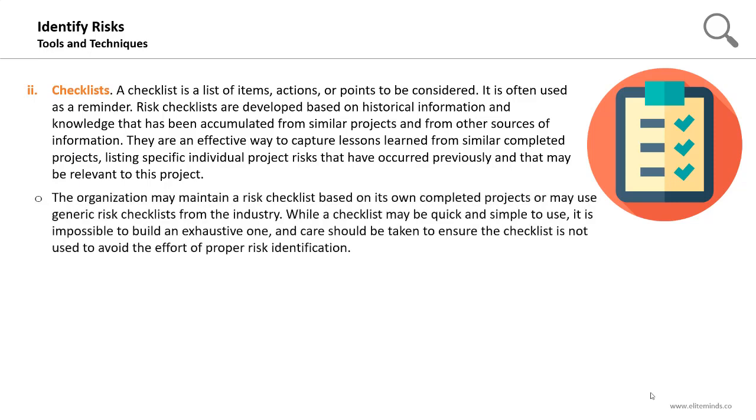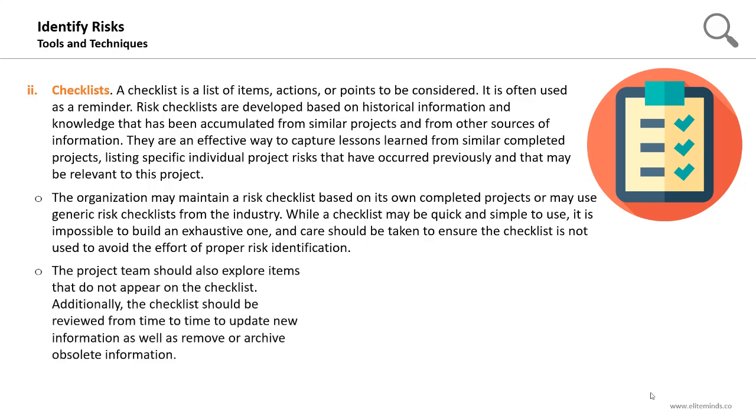The organization may maintain a risk checklist based on its own completed projects, or may use generic risk checklists from the industry. While a checklist may be quick and simple to use, it's impossible to build an exhaustive one, and care should be taken to ensure that the checklist is not used to avoid the effort of proper risk identification. That means that you cannot rely only on a risk checklist. It can be used only as a reminder. The project team should also explore items that do not appear on the checklist.